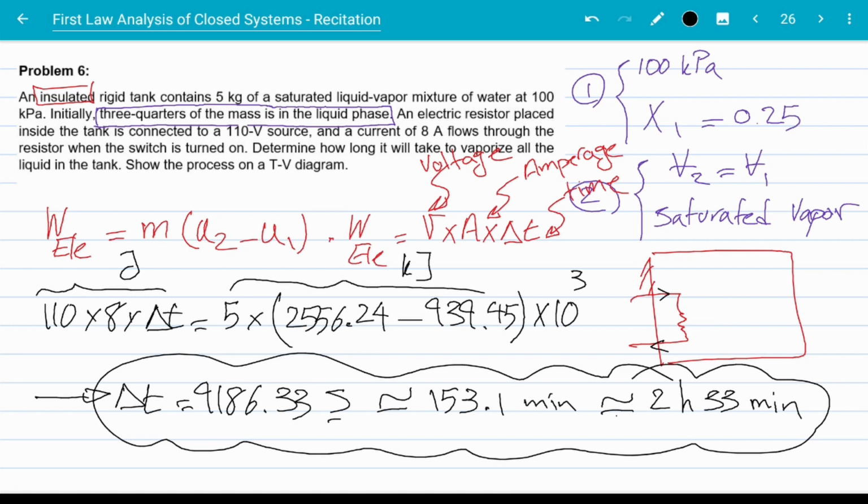So the key part of this problem and this solution were the keywords inside the problem. First, the word insulated here means that there is no Q involved, so Q net will be 0. And then the rigid tank shows that the volume remains constant.